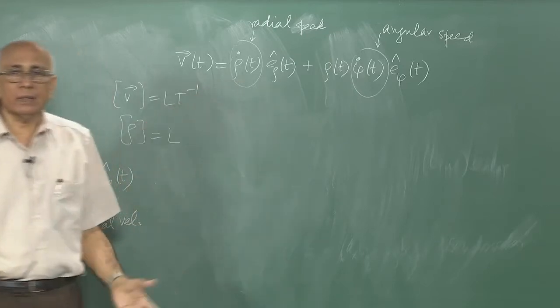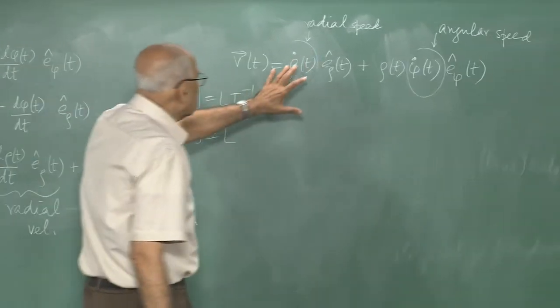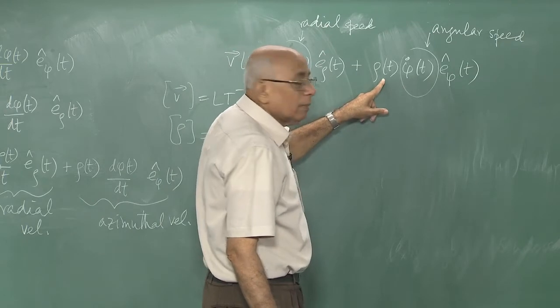That is a unit vector. It may change its direction with respect to time, but it does not matter. It is still a unit vector and is dimensionless, no dimensions at all. So this part is all right, it has got dimensions of velocity. What about this? Well, this has dimensions of length.